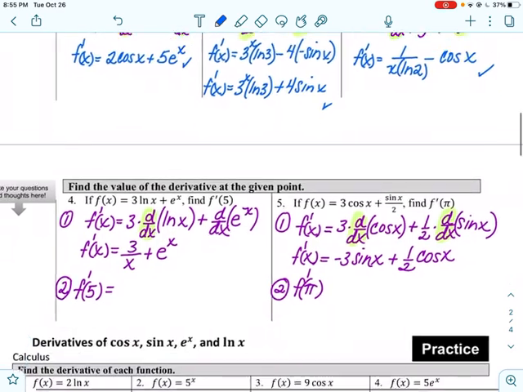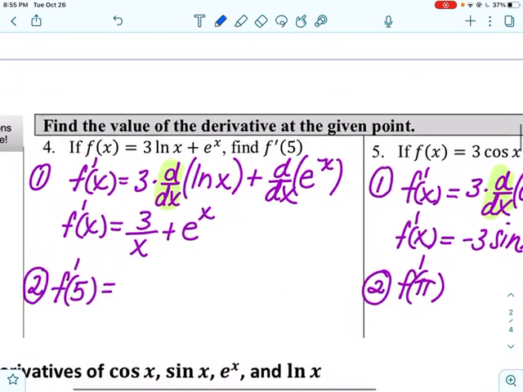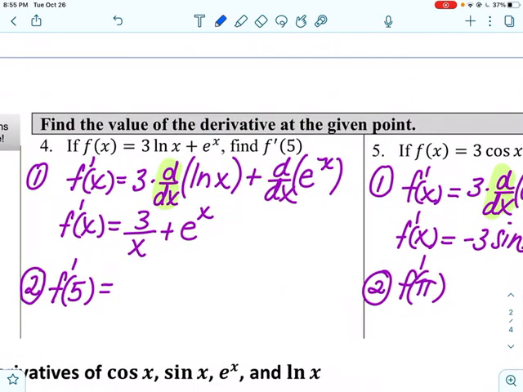Okay, we have two more. Find the value of the derivative at the given point. So for number 4, I have f of x is equal to 3 ln of x plus e to the x. And in the end, I want to find f prime of 5. So you can see I laid the derivative out in the first step. F prime is equal to 3 times the derivative of ln of x plus d dx, the derivative of, let me put this here, e to the x.